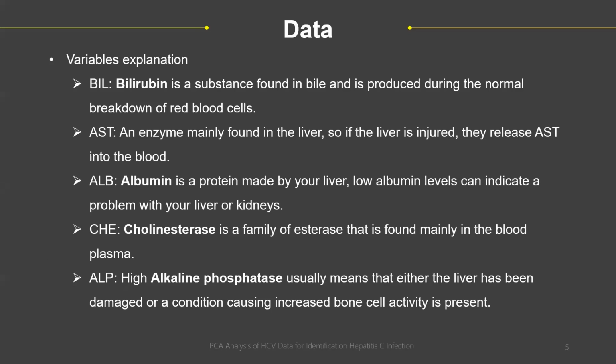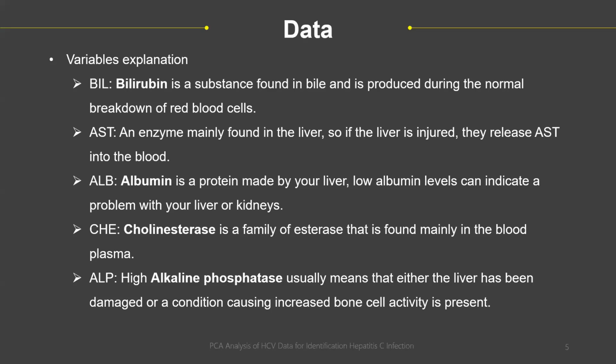I'm going to introduce some variables we will mention later. For example, BIL means bilirubin. BIL is a substance found in the bile and is produced during the normal breakdown of red blood cells. AST is a kind of enzyme. AST is mainly found in the liver, so if the liver is injured, it releases AST into the blood.